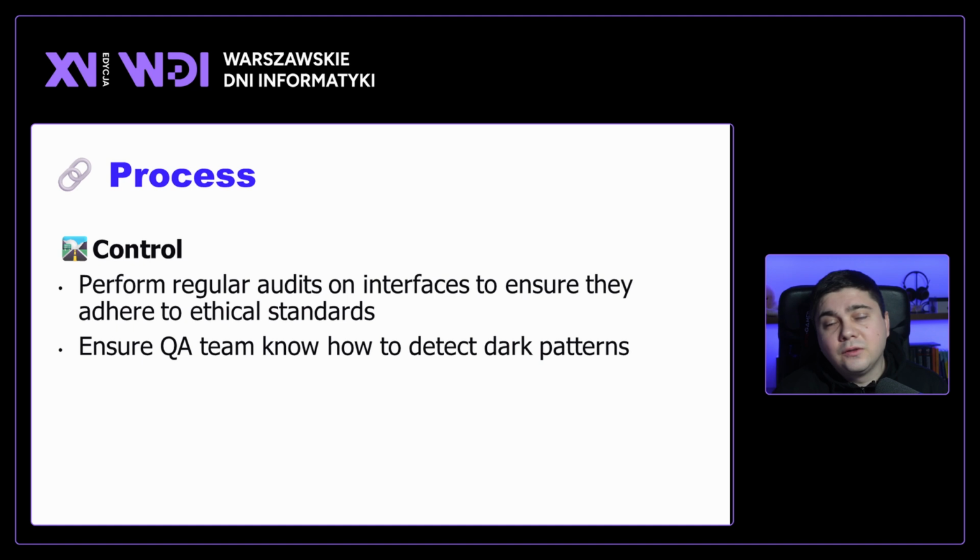On the process side, you should basically think about various ways to control the process around managing dark patterns. So for example, you should think about performing regular audits on the interfaces to make sure that they follow your internal and commonly available ethical standards. Also, you should focus on your QA team so they understand really well dark patterns and they are able to detect them in a simple way during the whole QA process.